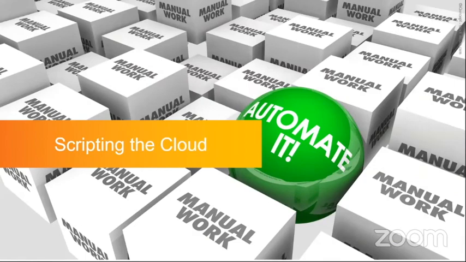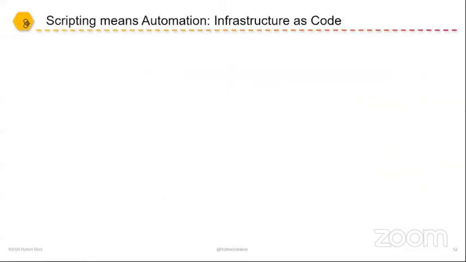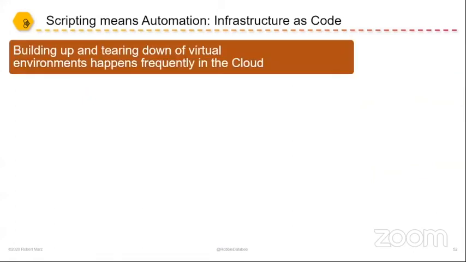Scripting. Scripting means automation, and this is the bare definition of infrastructure as code. Building up and tearing down virtual environments happens very frequently in the cloud. If you start working with a cloud environment, you will find yourself rebuilding virtual machines and stuff over and over again.